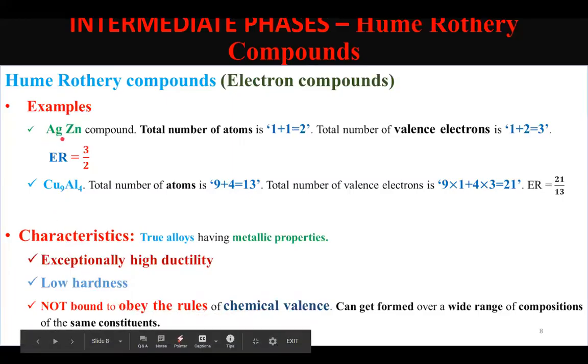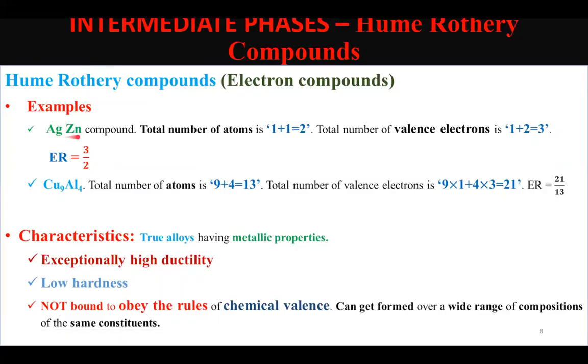AgZn: valency 1, valency 2, number of atoms 1, number of atoms 1. So what is the total number of atoms? 1 of silver and 1 of zinc. What is the total number of valence electrons? 1 for silver, 2 for zinc. So what is the ratio of total valence electrons to total number of atoms? It's 3/2. So the electron ratio comes out to be 3/2.